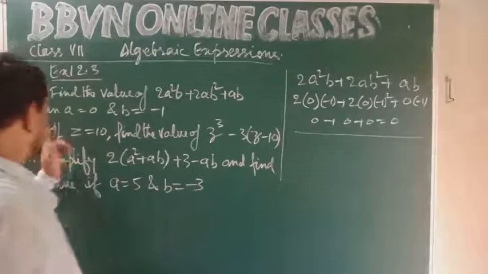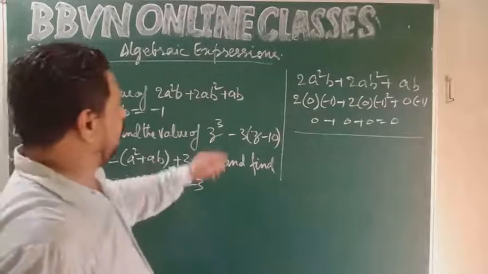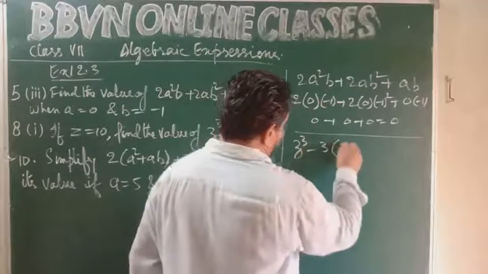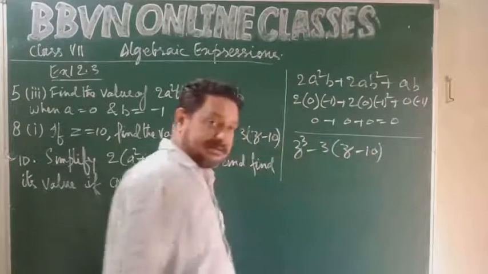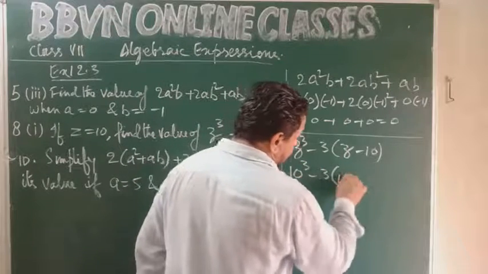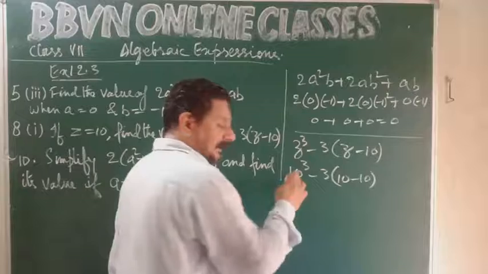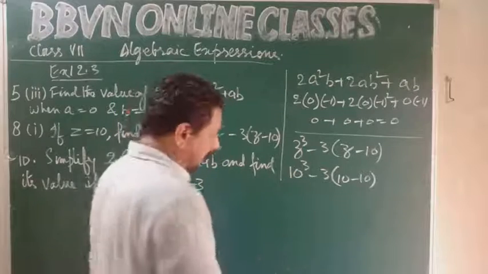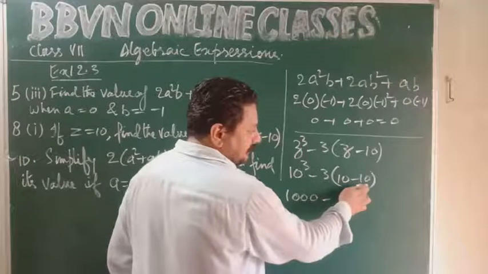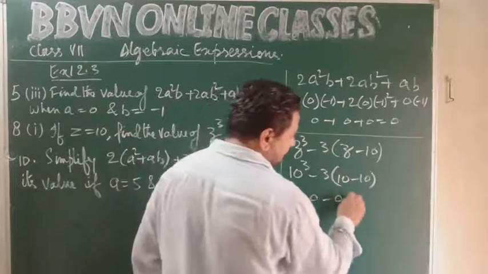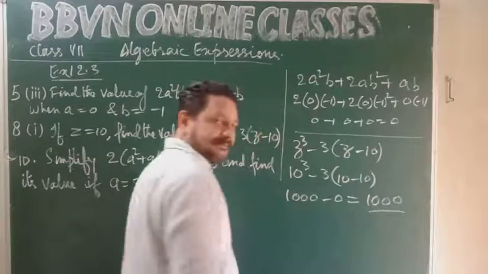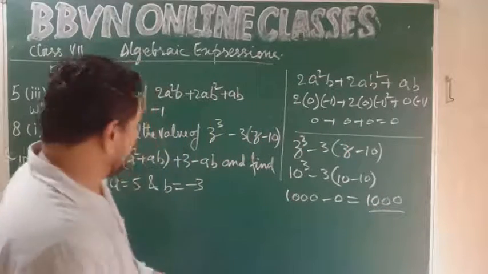Next, if z equal to 10, find the value of z cube minus 3 into z minus 10. What is z? Z is 10. So 10 cube minus 3 into 10 minus 10. 10 cube, 10 into 10 into 10. That is 1000. Minus 10 minus 10 is 0. 0 multiplied by 3, 0. 1000 minus 0, 1000. Okay. Next.